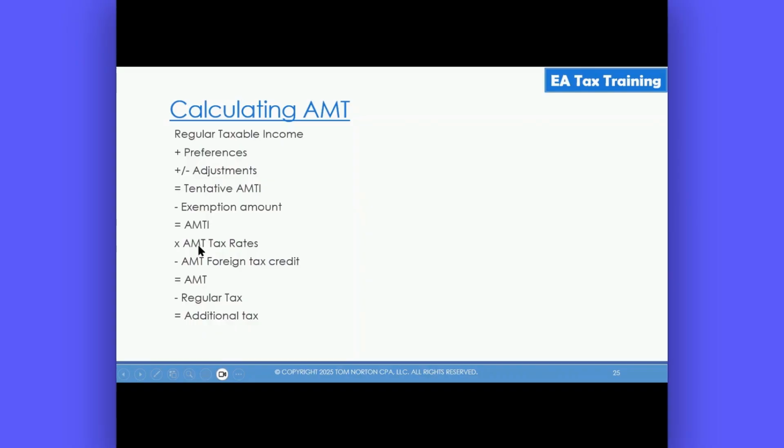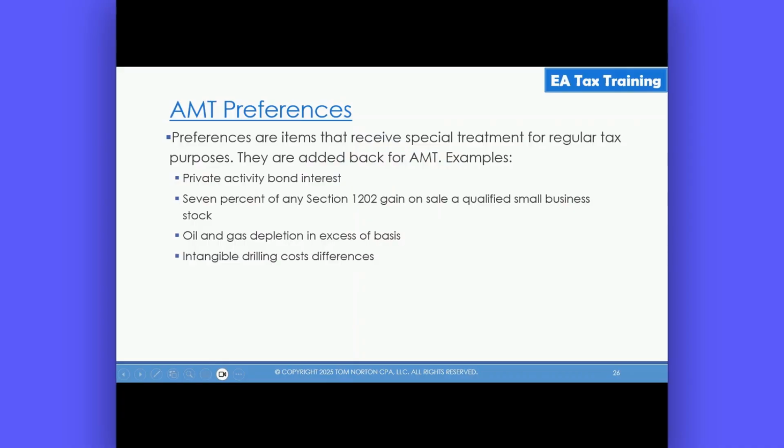You're going to multiply that by the AMT tax rate. You're going to subtract any AMT foreign tax credit. That will leave you with an alternative minimum tax. What you then do is you compare that to the regular income tax. And if the AMT is higher, then you have to pay the difference as an additional tax. So essentially, instead of paying the regular income tax, you will have to be paying the alternative minimum tax. So we are going to go through this calculation to explain it a little better.